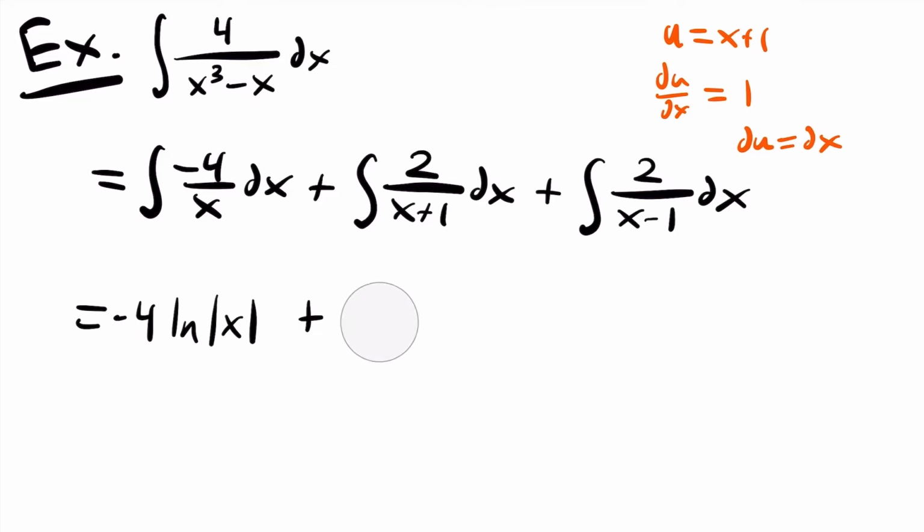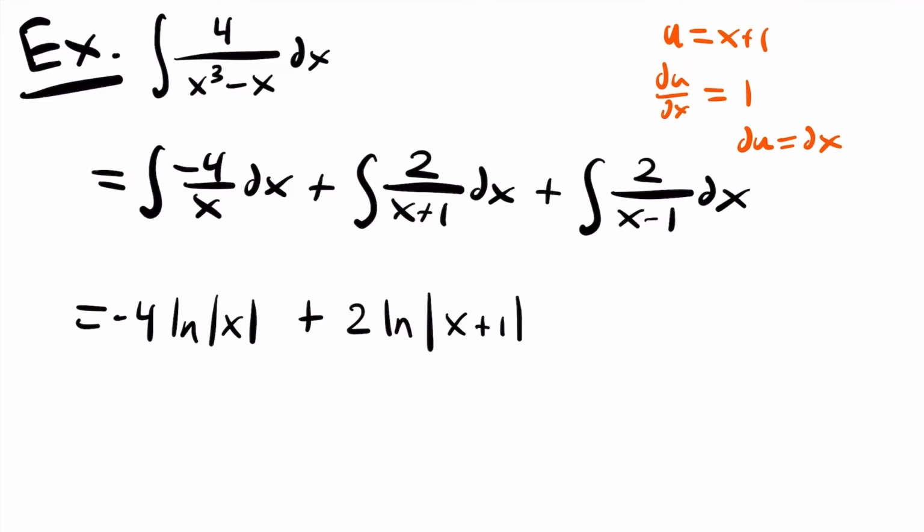And so this integral would just become 2 times the natural log of the absolute value of u, and then we would replace u with what we set it equal to, which is x plus 1. And so we will have the absolute value of x plus 1. Okay, and so because the derivative of that denominator was just 1, which means that du is just equal to dx, this was a pretty simple integral to integrate. We just have 2 times the natural log of the absolute value of that denominator.